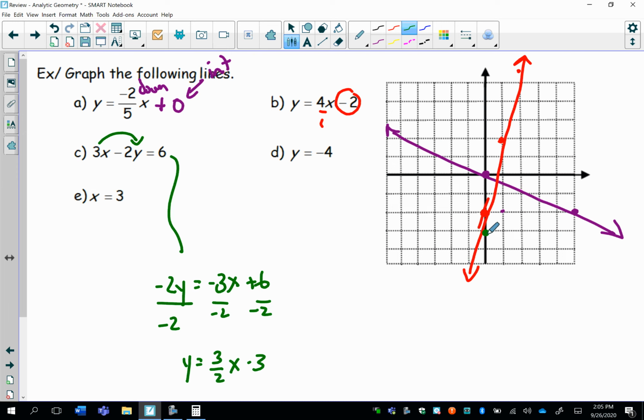1, 2, 3. So up 1, 2, 3, and over 2. Up 1, 2, 3, and over 2. And the more dots, probably the straighter your line will be.